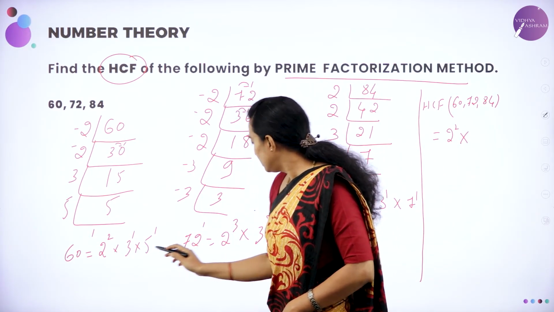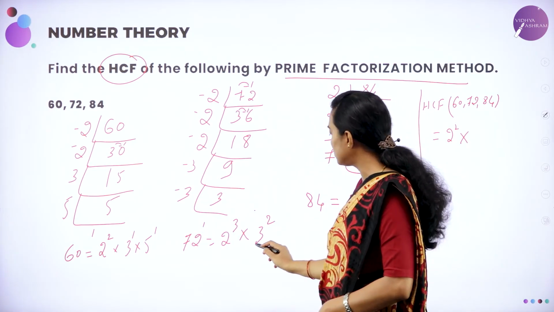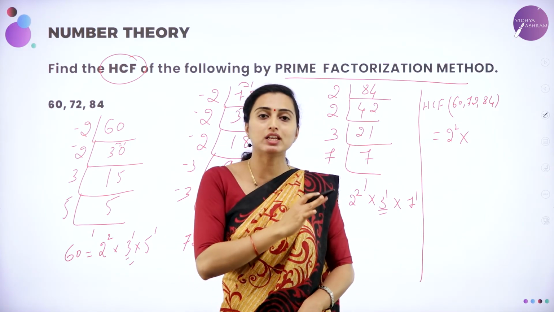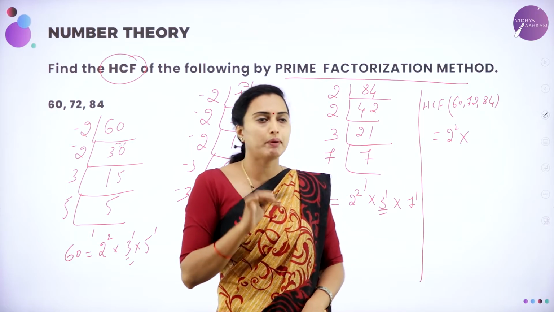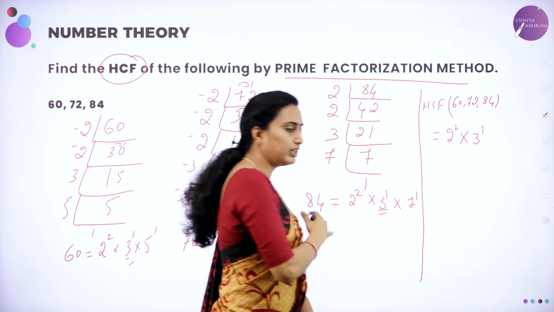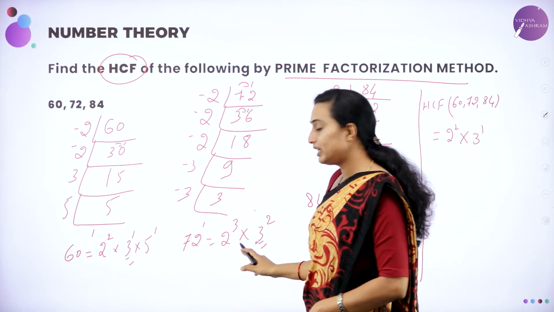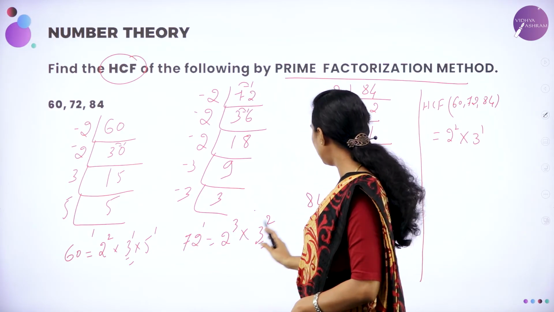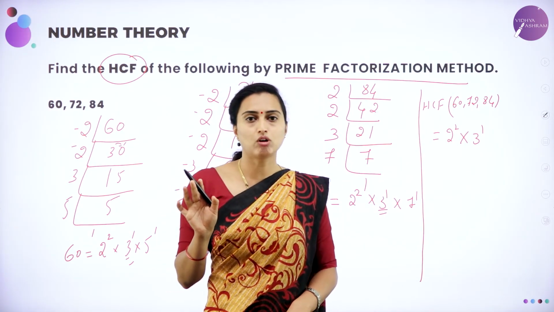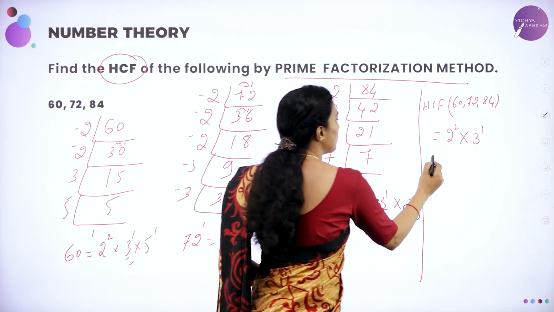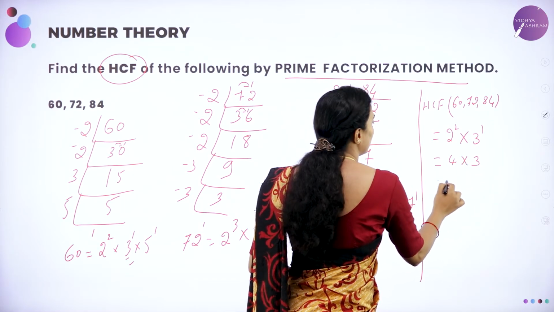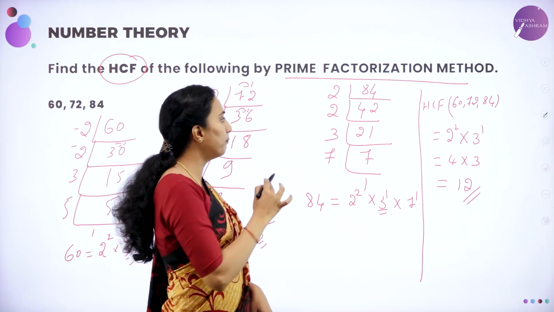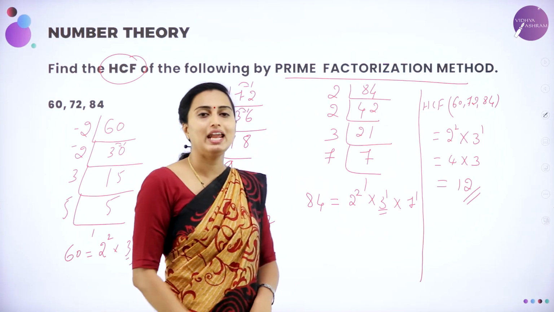3 is common here. 3 is there here, 3 is there here, 3 is there here. See 3 squared, 3 and 3. So therefore you are going to have the lowest power of 3. Among 3 squared and 3 power 1, the lowest power is 3 power 1. That you are going to write, 3 power 1. Any other number common? 5 is here, 5 is not here, 5 is not here. So it cannot be written there. 7 not here, 7 not here, but 7 is there. So 7 is not common. So that you are not going to write. So 2 squared is 4. 4 into 3 power 1 is 3. 4 3s are 12. So 12 is the highest common factor of the numbers 60, 72 and then 84.